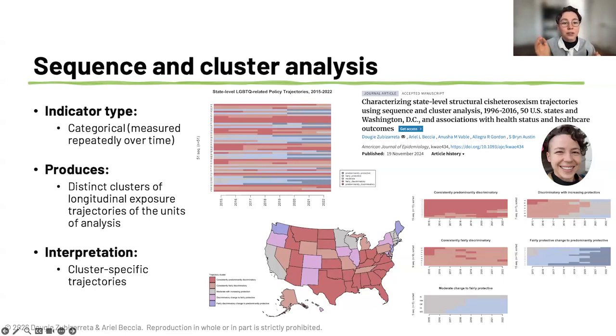And then the map of US states, they're now shaded according to those 5 different categories that we generated of policy trajectories. And so happy to talk about this more, but that's essentially a high level overview of this.